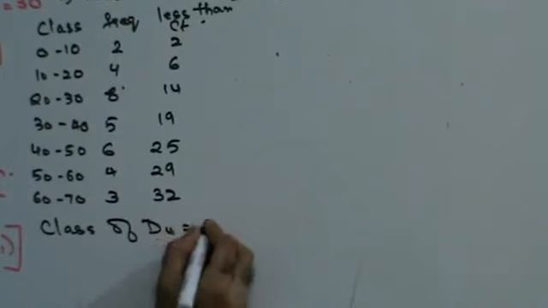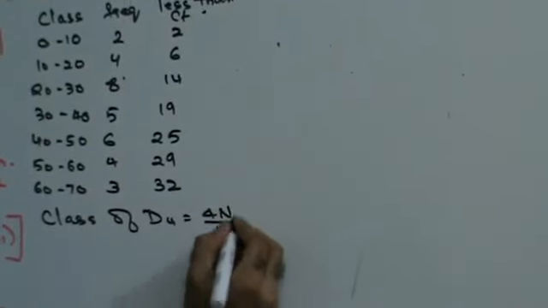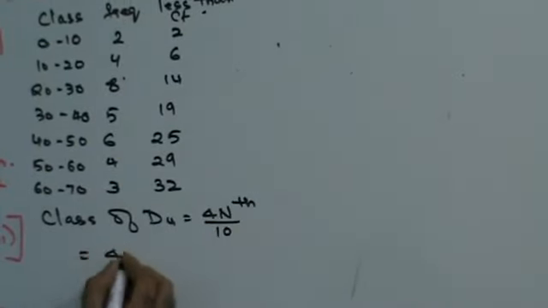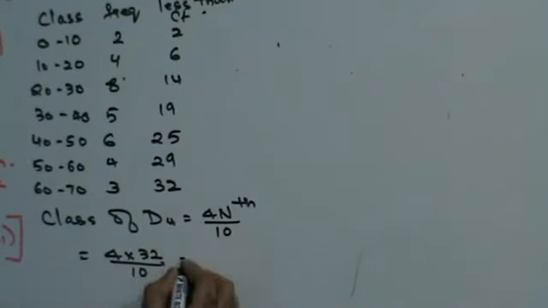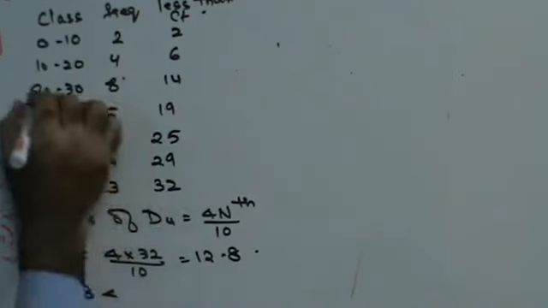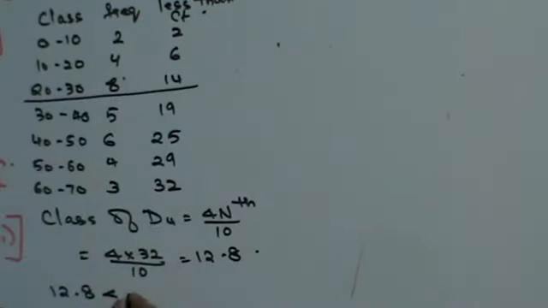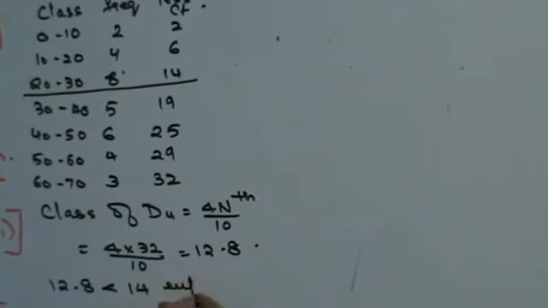So please pay attention. First you find out the class of D4. Class of D4 is the 4n upon 10 item. So this is 4 into 32 upon 10. When you simplify this it will give you 12.8. Now check, 12.8 is less than which number in the CF column? 12.8 is less than 14 in the CF column.